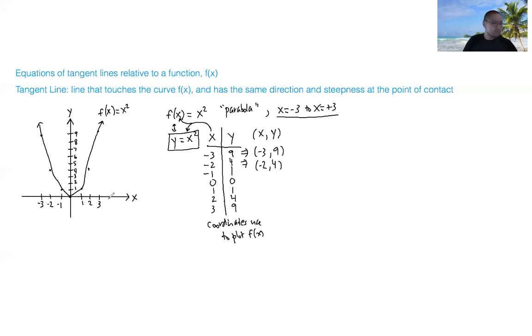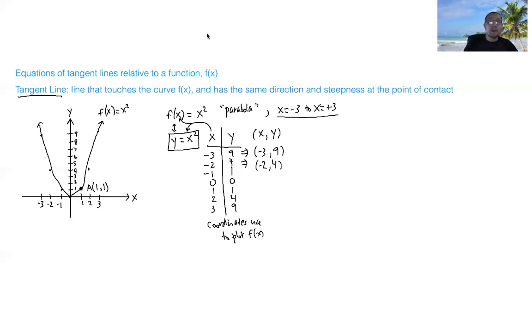Going back to, or connecting this to, the idea of a tangent line, a line that's going to touch the curve x squared, let's say it makes contact with this point right here, coordinate 1, 1. Let's call that point A, and that's located at 1, 1.